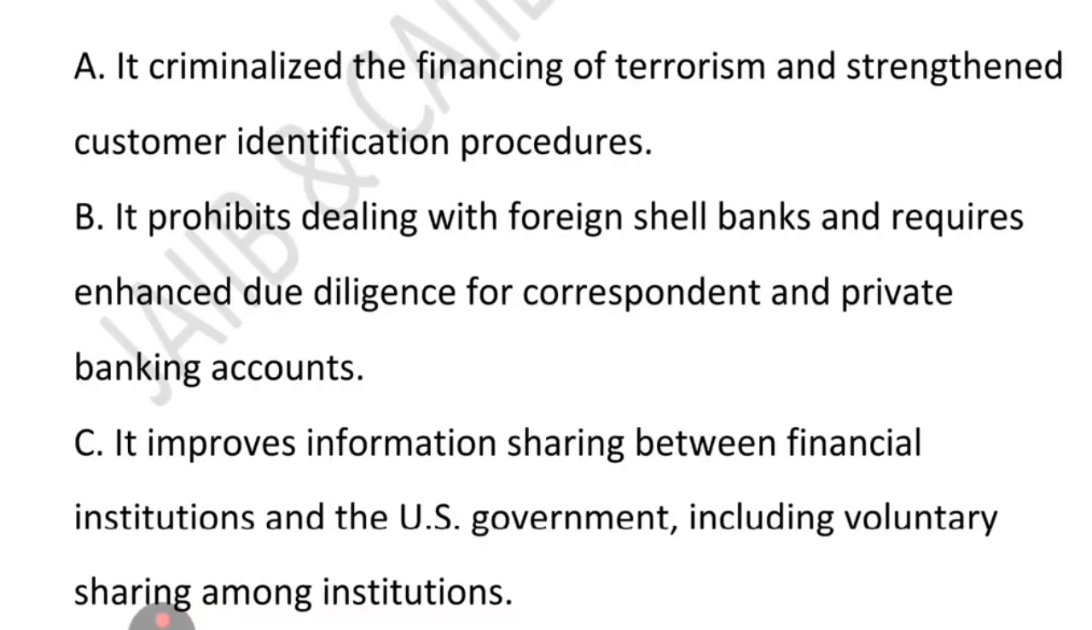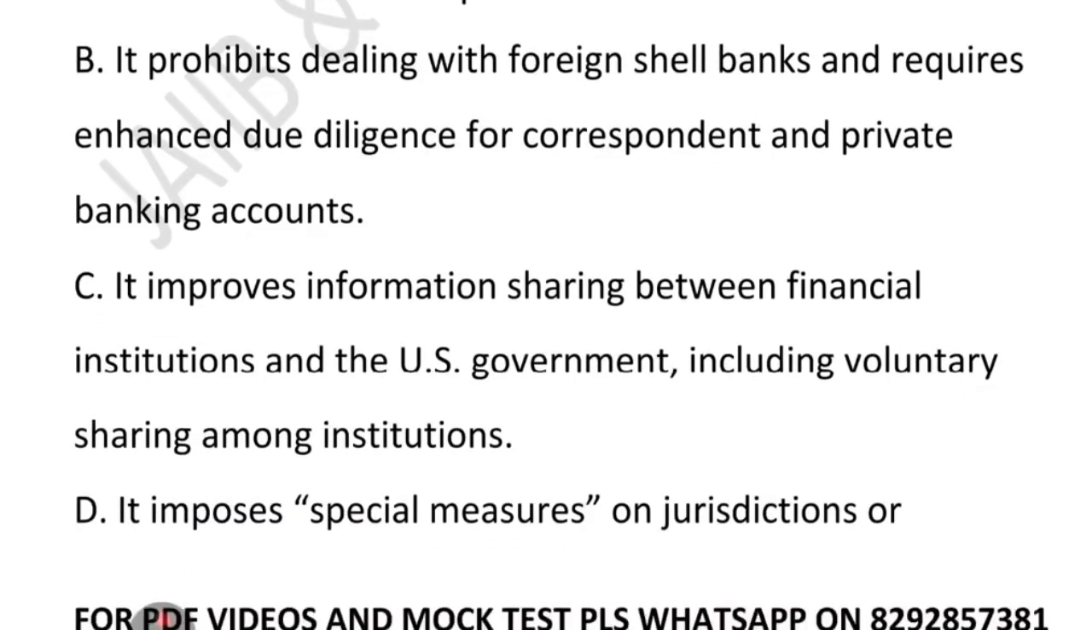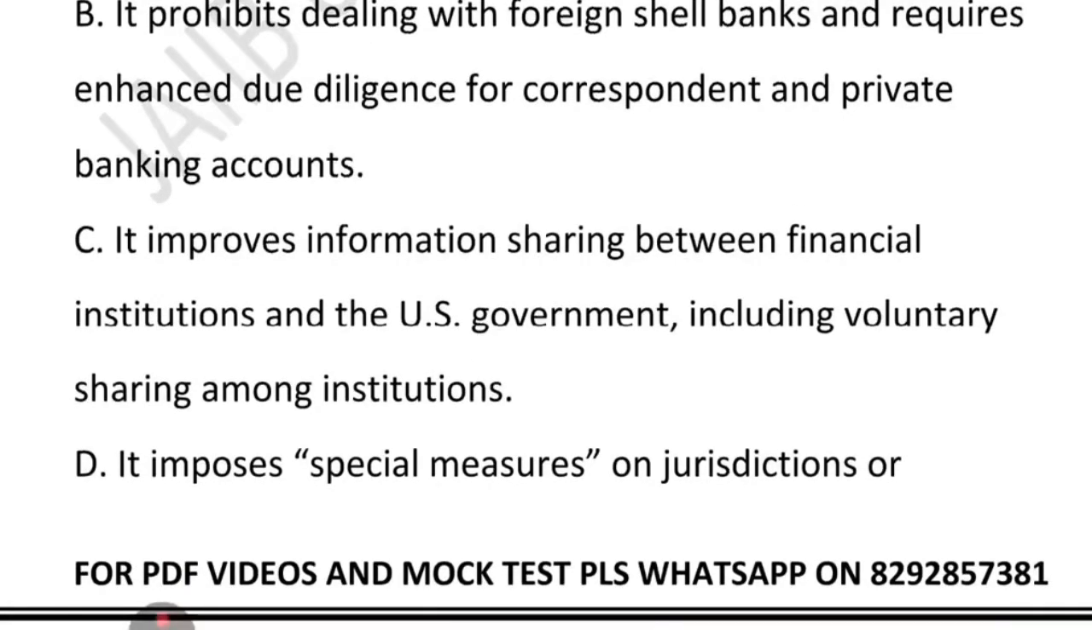What does this mean? Shell banks are the fake banks with no real office. They are banned. Banks must double check high risk accounts, like foreign client accounts. For example, like banning fake companies and doing extra background checks on suspicious clients. Option C says it improves information sharing between financial institutions and the US government, including voluntary sharing among.